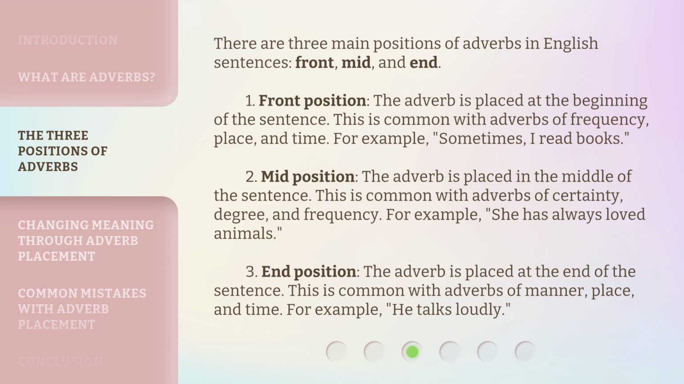2. Mid position. The adverb is placed in the middle of the sentence. This is common with adverbs of certainty, degree, and frequency. For example, she has always loved animals. 3. End position. The adverb is placed at the end of the sentence. This is common with adverbs of manner, place, and time. For example, he talks loudly.